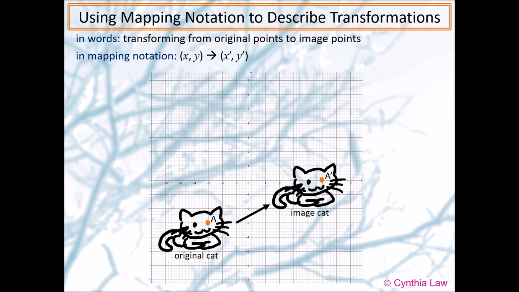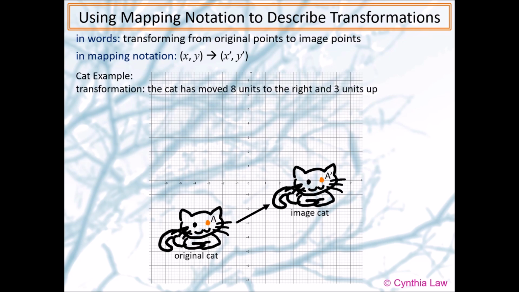In mapping notation, we would say the same thing using symbols. So for the original cat, we use a set of points generalized by x, y, and we say that it's mapped to all the points x prime, y prime to represent all the image points in the second cat.